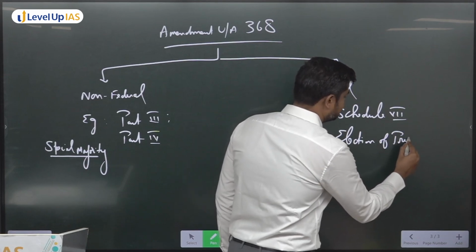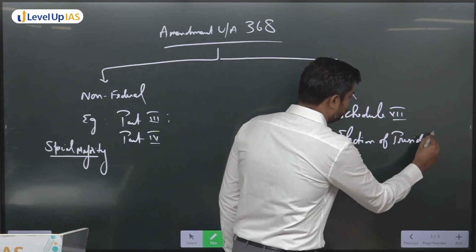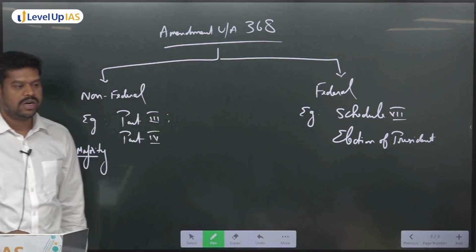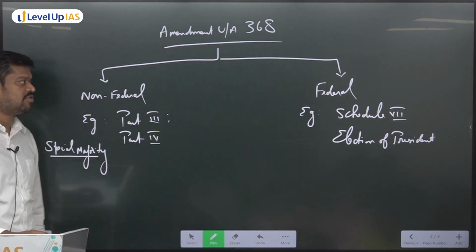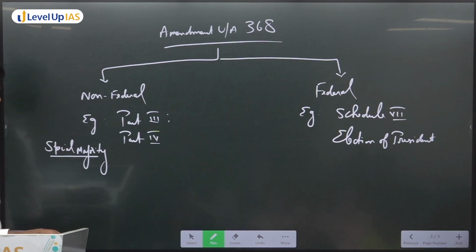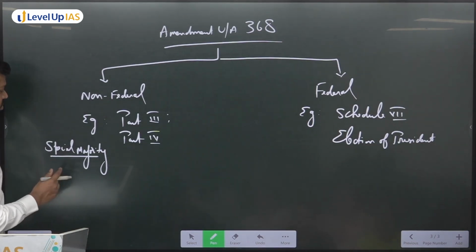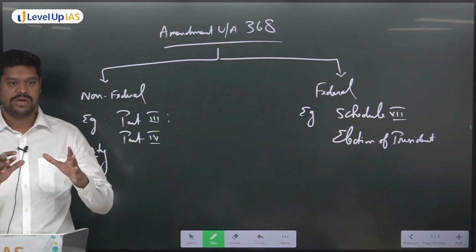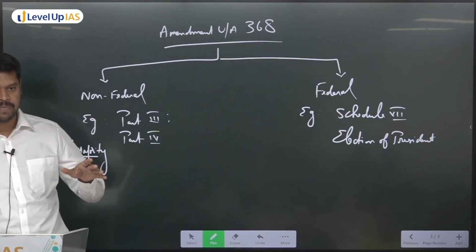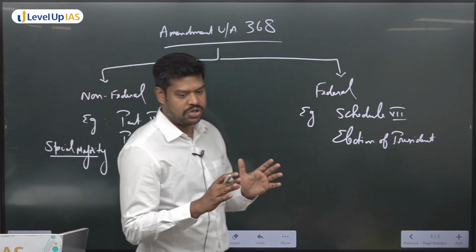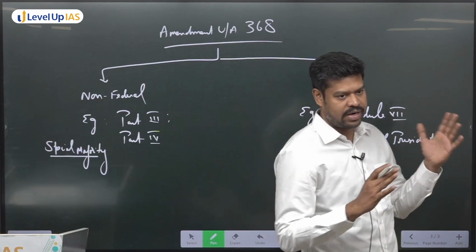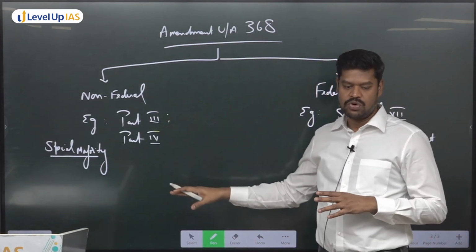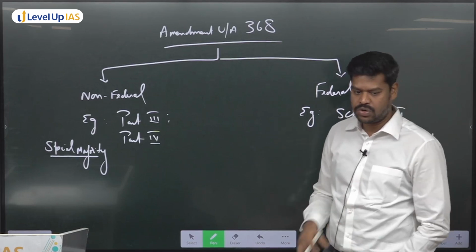Now we are going to understand how the majority is different. Although in both the cases it is called a special majority, how the majority is calculated is different for the non-federal provisions and the federal provisions. So what is a majority? I'm only discussing the majority. Don't think that I'm explaining how a constitutional amendment is made. The process of amending the constitution is a little detailed. I'll deal with that later when I take the parliament chapter. But right now I'm only discussing how to calculate the special majority.